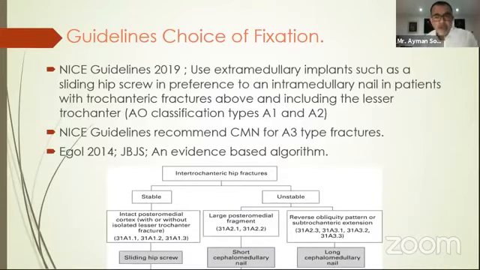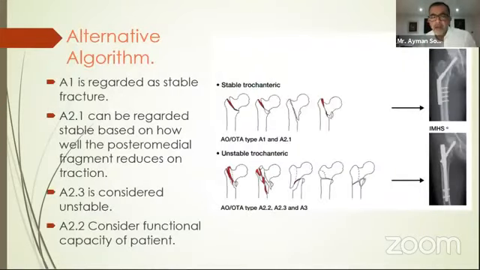Now, from across the ocean, from the States, there's another researcher who gives an evidence-based algorithm. So basically, for the A1 fractures, they use the DHS. For the A2 fractures, A21 and A22, they use a short cephalomedullary nail. And for everything else, A23 and A3s, they use a long cephalomedullary nail. Now that's an alternative algorithm. I quite like this one because I quite like to think that the A21s, if they are satisfactorily reduced, would have a stable entity as indeed the Evans classification.